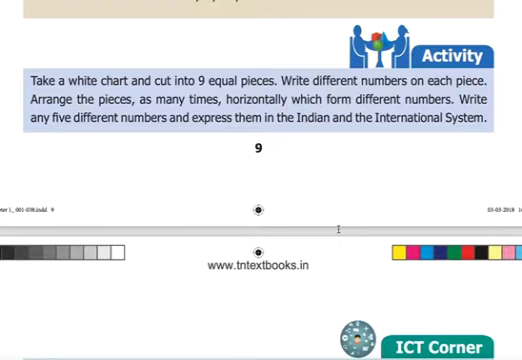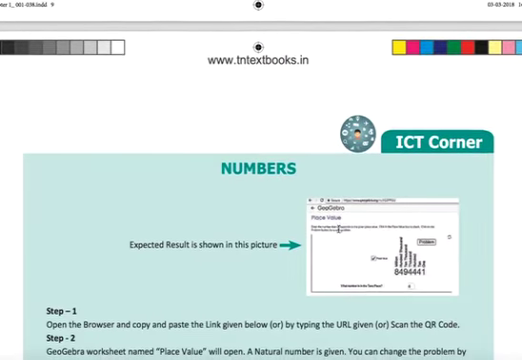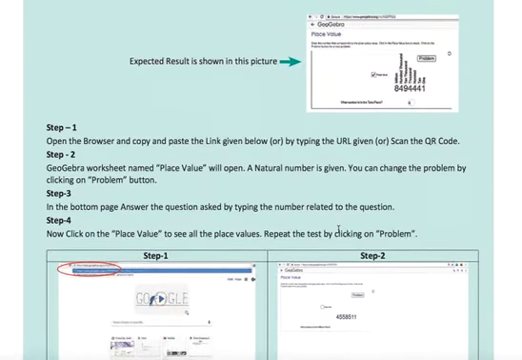Take a white chart and cut into 9 equal pieces. Write different numbers on each piece. Arrange the pieces as many times horizontally, which form different numbers. Write any 5 different numbers and express them in Indian and international system. Okay, that is for your activity.